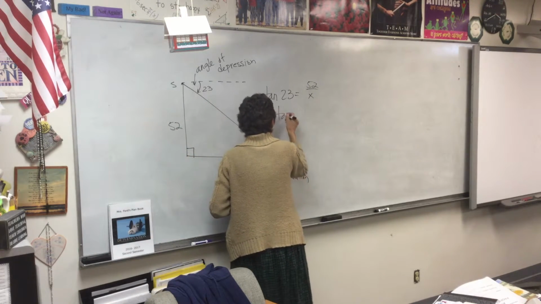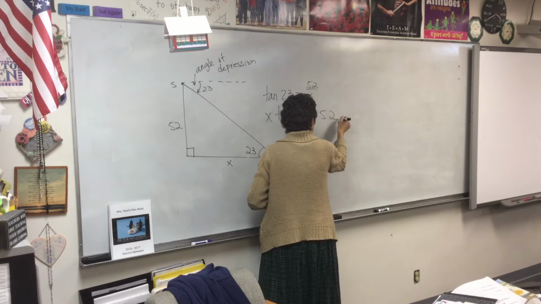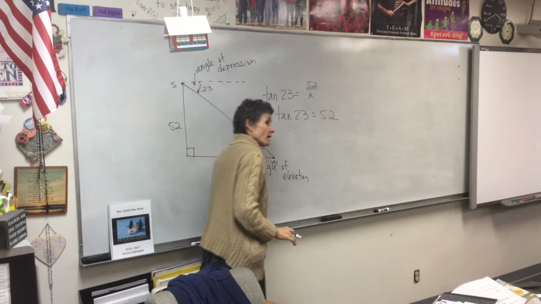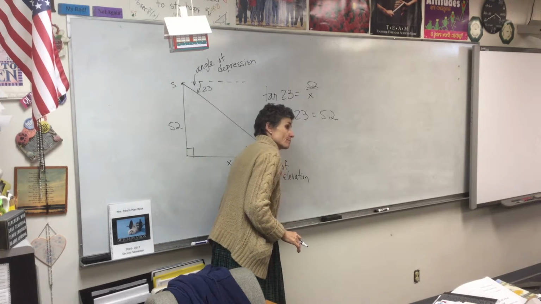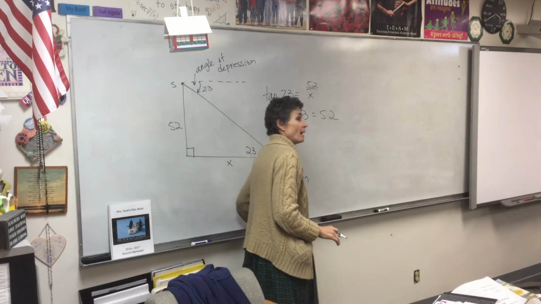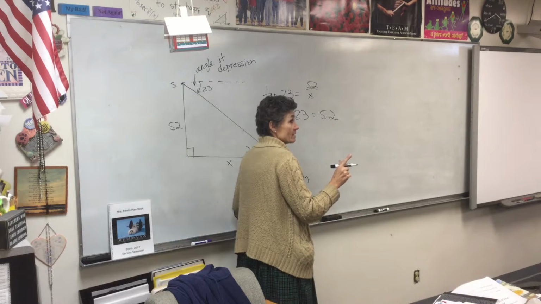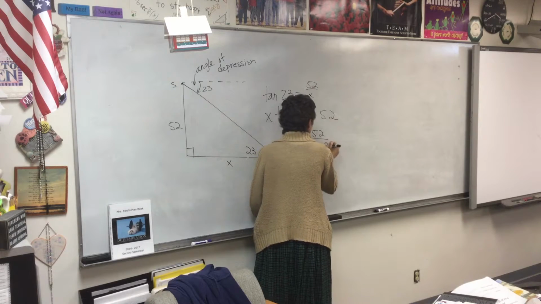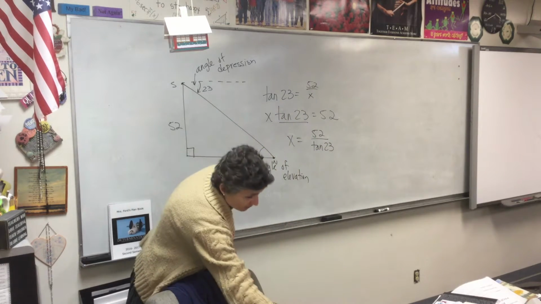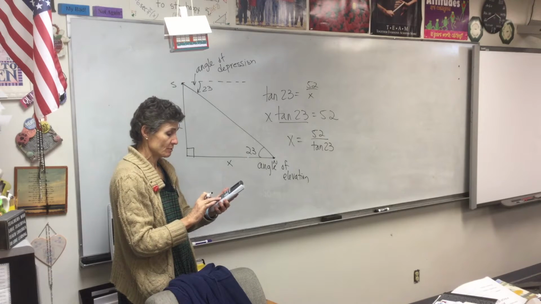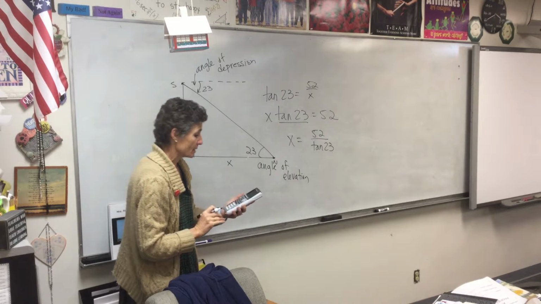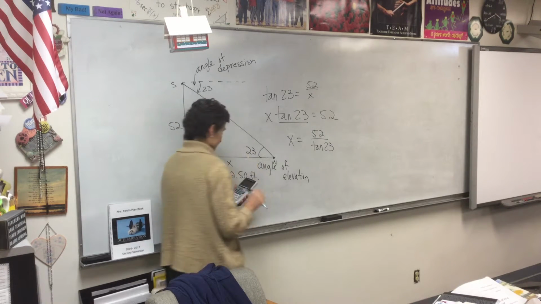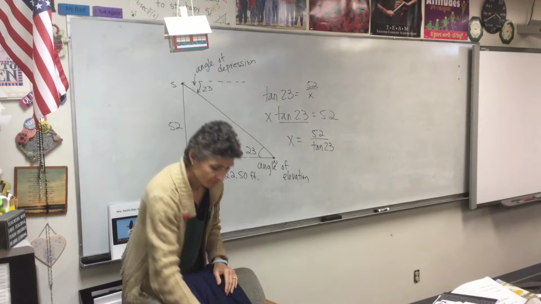Multiply the X. So X tan 23 equals 52. And then I'm solving for X. So Ken, what would I do to finish this off? Do you divide? You do divide. What do I divide by? Tan 23. I have to divide by this whole thing. So X is going to be 52 over tan 23. So then I go to my calculator. 52 divided by tan 23. Did you get 122.50 feet? That's a lot of feet.